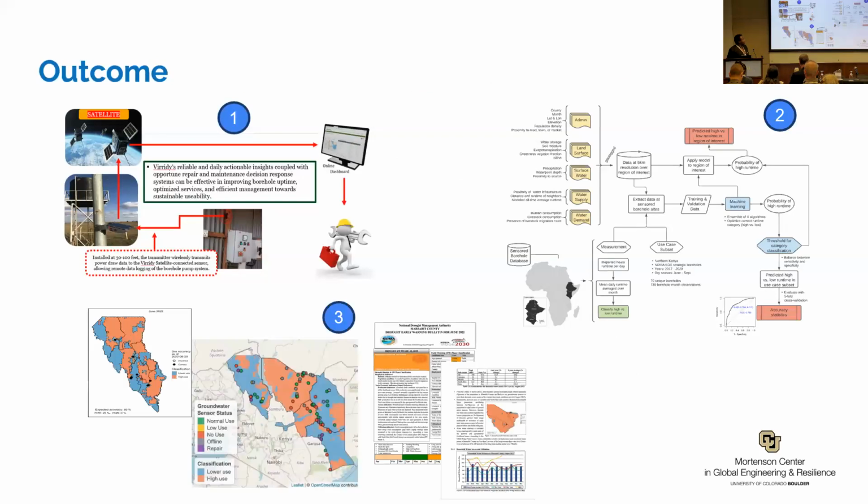We have so far achieved a number of goals. The first is that our sensors at the basic level are providing near real-time information to borehole repair teams, by providing that information about the functionality of the boreholes. But we have also gone ahead and developed a model that integrates the sensors, the satellite, and site characteristics.